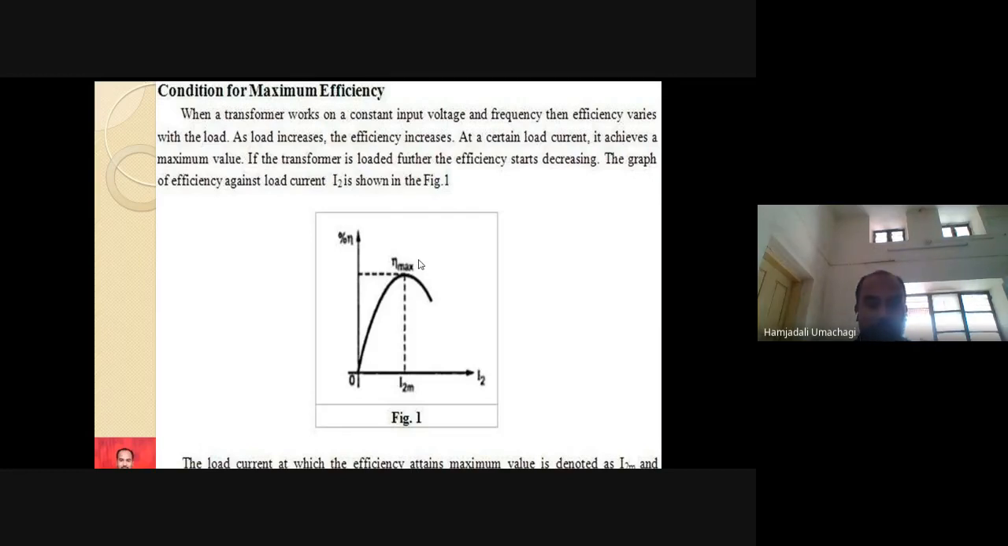The condition for maximum efficiency: when iron loss equals copper loss, then you are going to meet this condition, that is eta max. Eta stands for efficiency, and this is my maximum efficiency condition. I am going to reach this condition provided your iron loss is equal to copper loss. If iron loss is equal to copper loss, during that period of time I am going to attain this peak point. Okay.